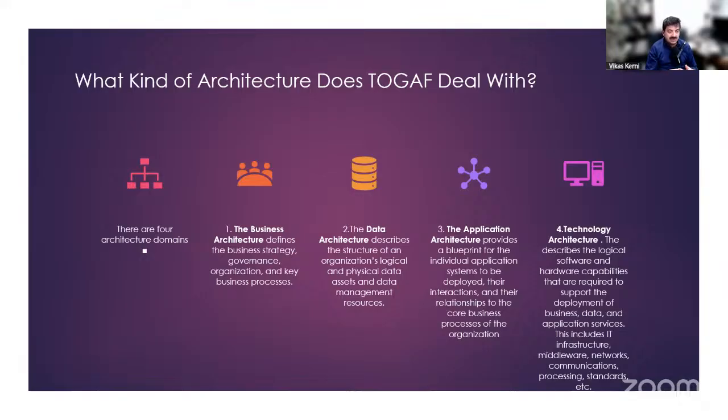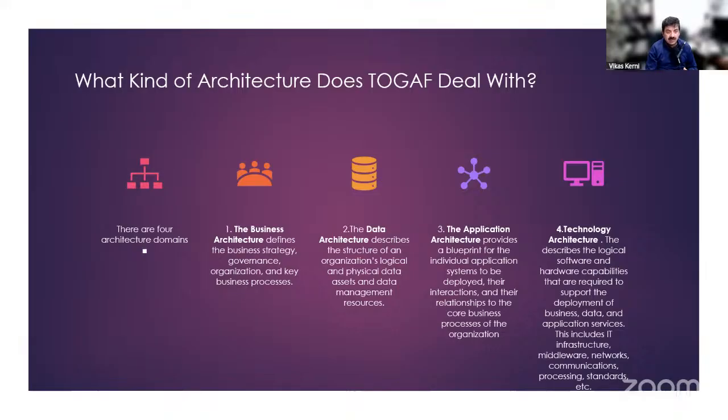Data architecture describes the structure of organizations, logical and physical data assets, and data management resources. And so you have a business, you have a data architecture domain. Then comes the application architecture, which provides a blueprint for the individual application systems to be deployed, their interactions, and their relationship to the core business processes of the organization.